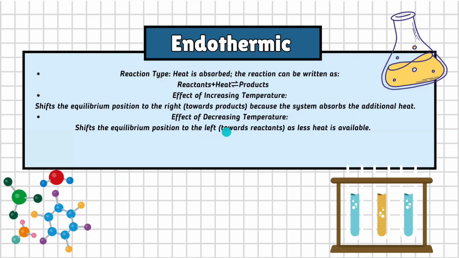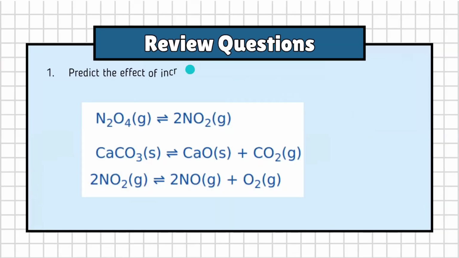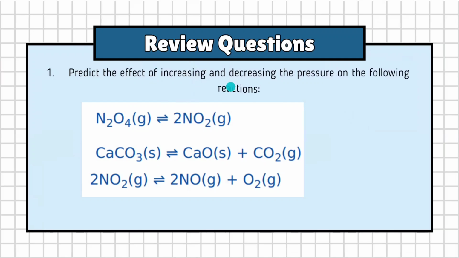And what is the effect of decreasing temperature? Basically, it will shift the equilibrium position toward the left as less heat is available. Now there are some review questions. You have to predict the effect of increasing and decreasing the pressure on the following reactions.